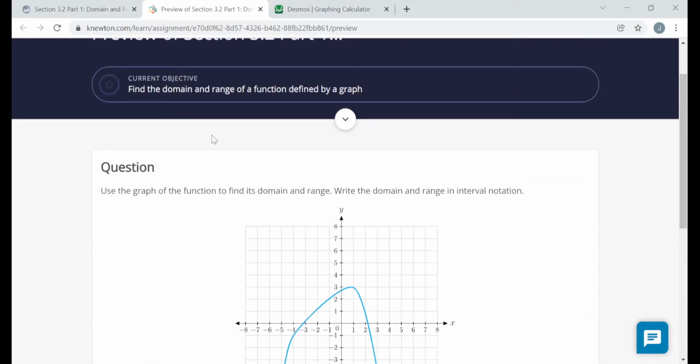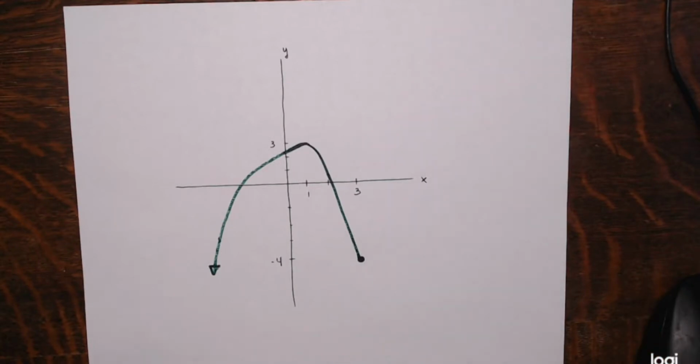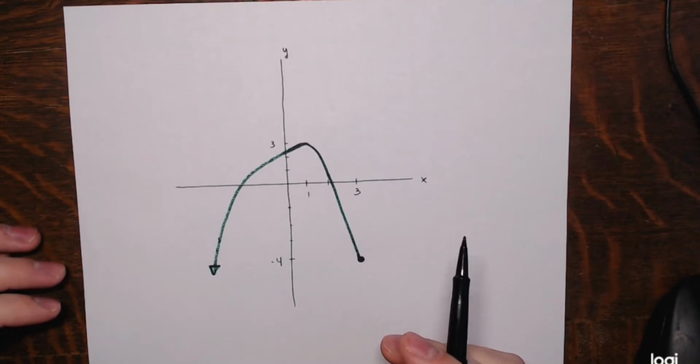Alright, so this objective is to find the domain and range of a function defined by a graph. I'm going to draw this first one, just a rough sketch of it on a piece of paper, and we'll talk about the domain and range. We're going to be asked to write the domain and range in interval notation as well. So here it is, a very rough sketch of the drawing they gave us.